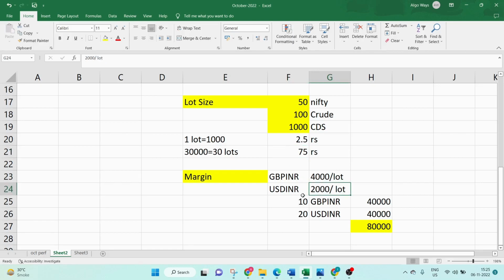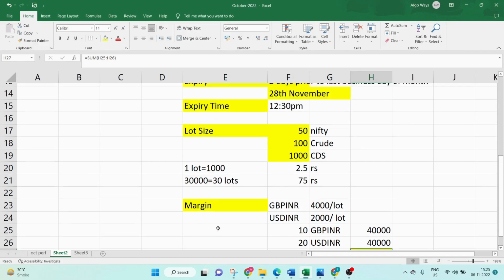INR. So if any strategy is doing 10 lots and 20 lots, in fact one of our strategies is doing this quantity, so the margin will be total 80,000, 40-40 each. These margins have gone up only 3 months back. Earlier the margin used to be GBP INR as 2500 rupees and even USD INR was around 850 rupees. But it has gone up now.